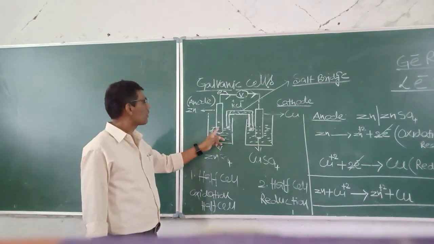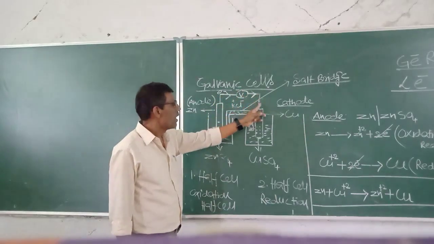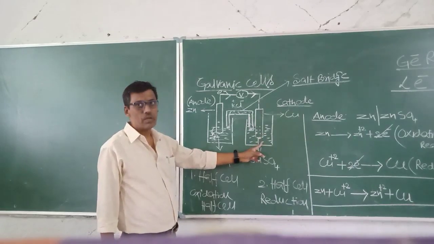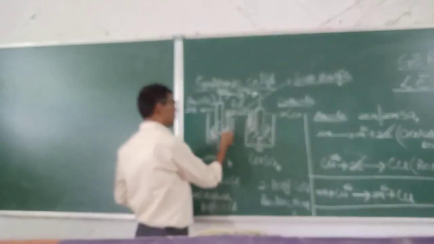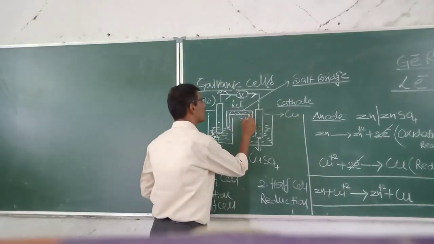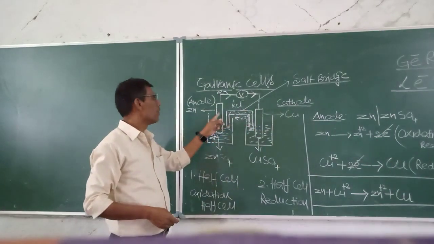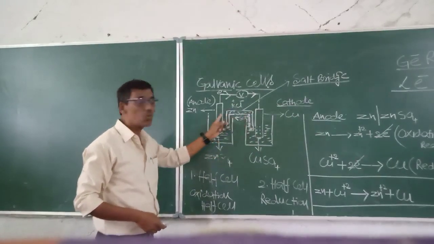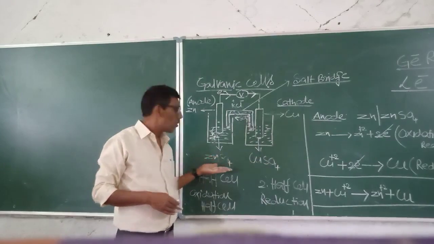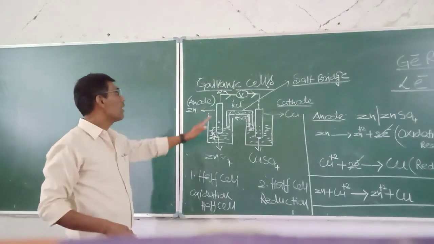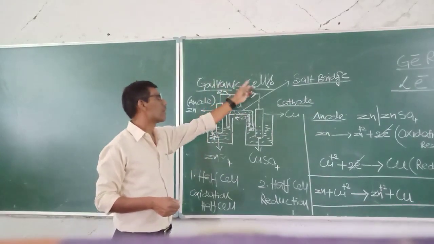During this process, what is happening? The two electrons liberated by this zinc move externally through this wire and enter into the cathode. It is a continuous process. Now the sulfate ions, SO4 minus 2, move from the cathodic compartment to the anode through the salt bridge. The sulfate ions, that is anions, move from one half cell to another half cell. In this way, the circuit is completed. So the salt bridge plays an important role in completing the circuit. Externally, electrons will travel from anode to cathode.